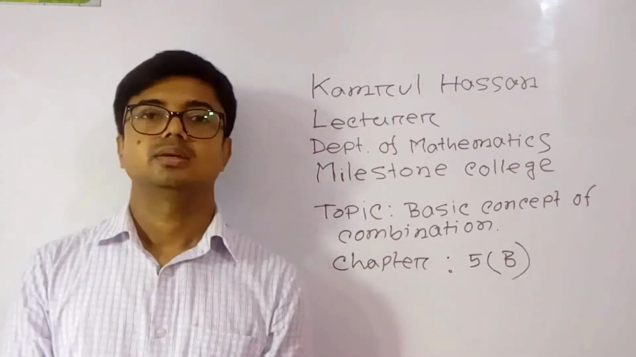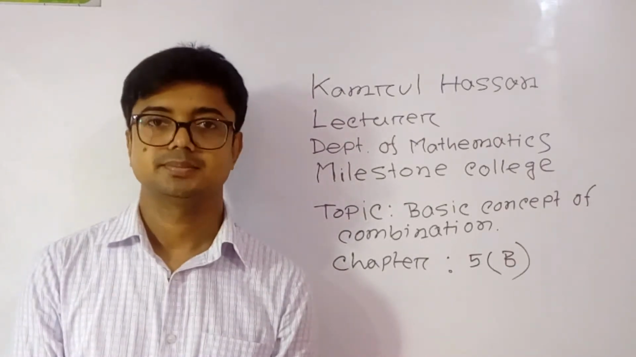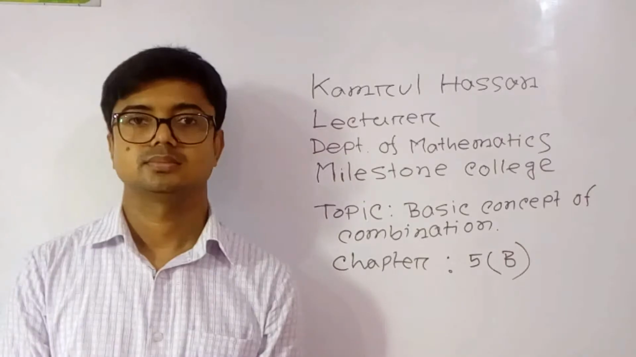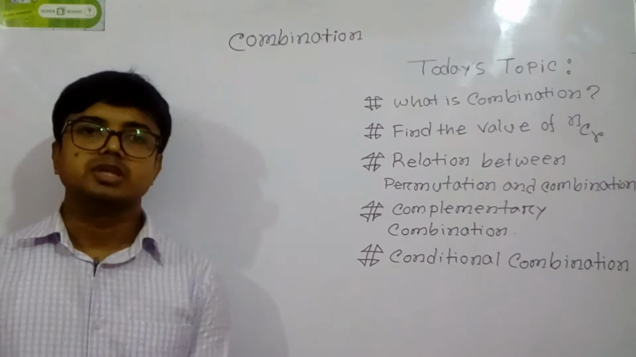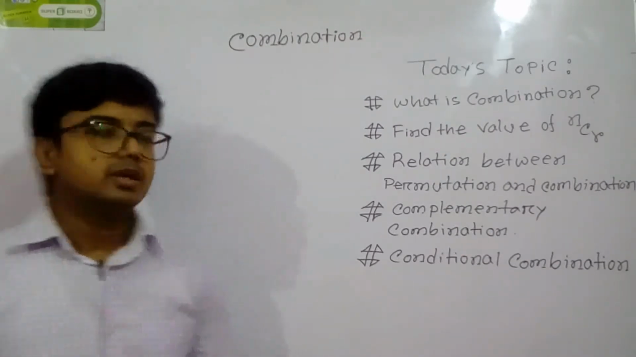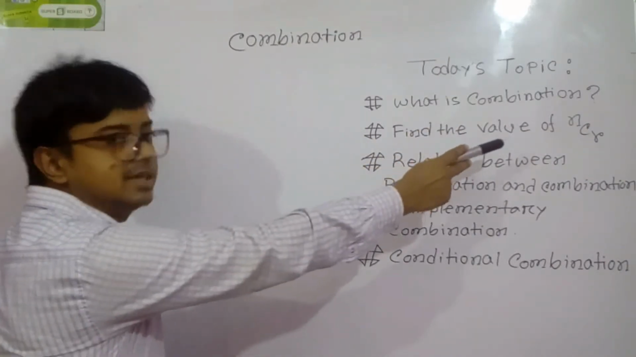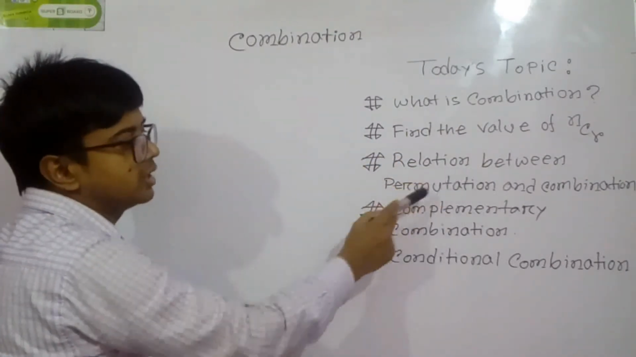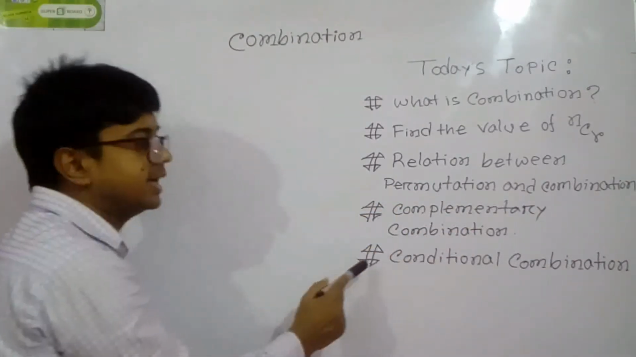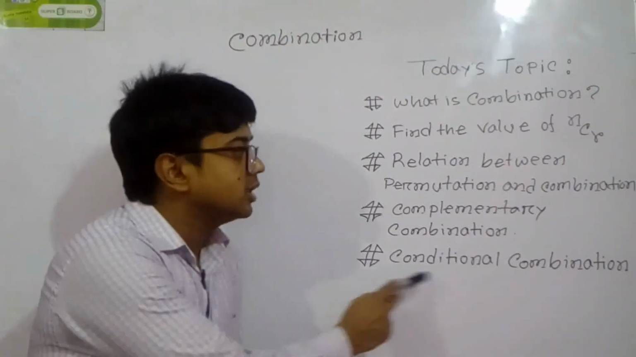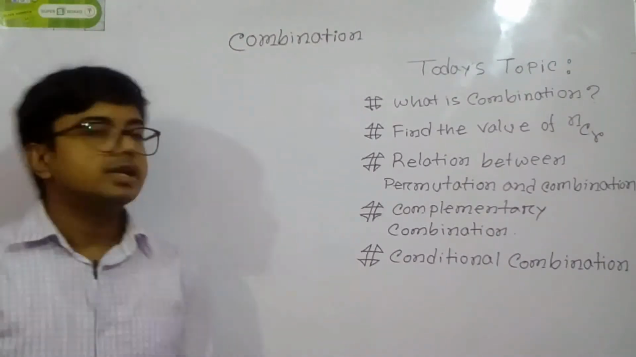Our today's topic is the basic concept of combination, chapter number 5B. Now I want to discuss combination. What is combination? Find the value of nCr, the relation between permutation and combination, complementary combination, and the last one is conditional combination. Now, first one, what is combination?